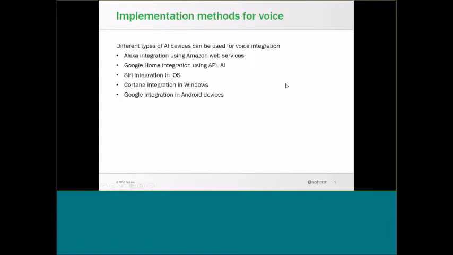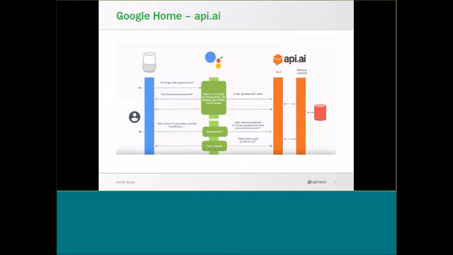Let's dive a bit deeper into the details on what we did. We decided to use Google Home, but there are other applications you could have used as well, such as Siri or Cortana or Google integration in Android devices. The way Google works is it sends your speech-to-text request to the speech-to-text interface, and from there it calls API.ai, which then calls the webhook to generate the data into the database and return us the information we need.